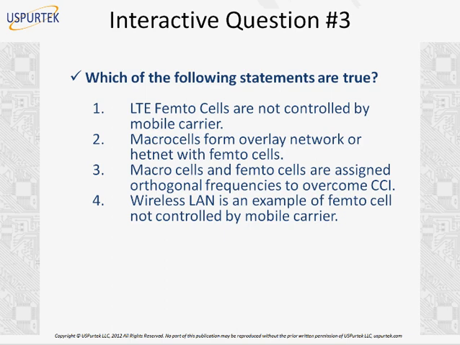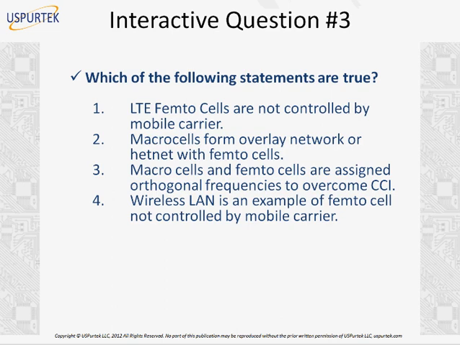Well, LTE femto cells are not controlled by a mobile carrier. That is false. Macro cells form overlay network or HETnet with femto cells. Yes, that is true. Macro cells and femto cells are assigned orthogonal frequencies to overcome CCI. Yes, that is true. We just talked about that. Wireless LAN is an example of femto cell not controlled by a mobile carrier. Now, what about this, number 4? Yes, that is true too.